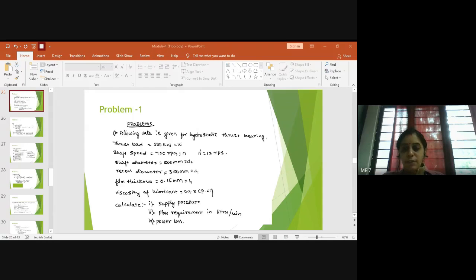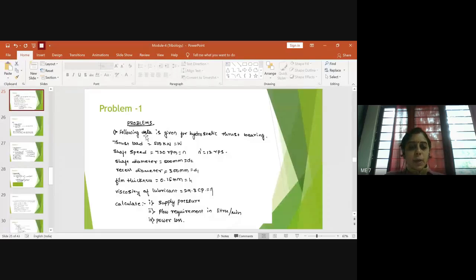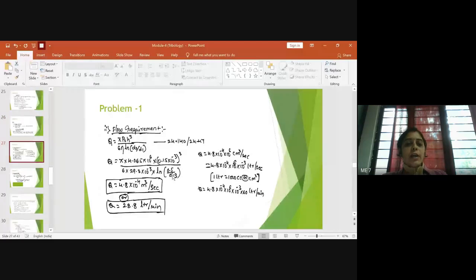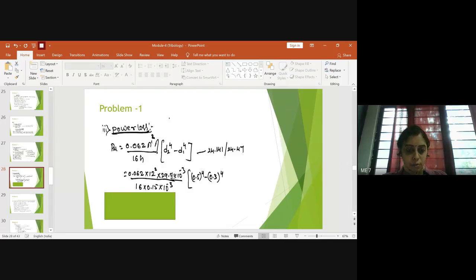If you remember, in the last class we had started solving the problems on hydrostatic bearings. We had started with problem number 1. This way the data is what I told you to note down. After this we had solved the value of supply pressure, which is nothing but P naught, and the value of flow rate. So we had calculated these two values. Now we were supposed to determine the power loss.